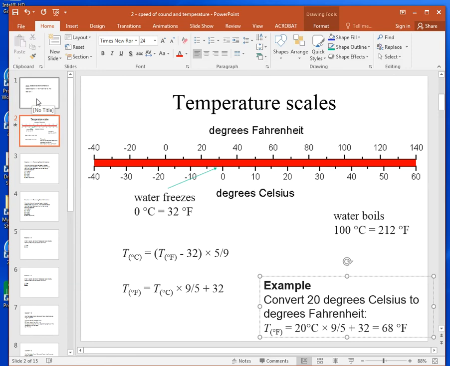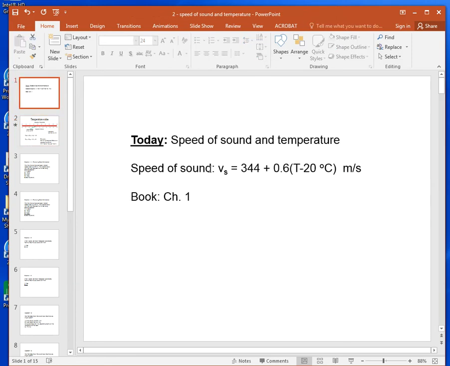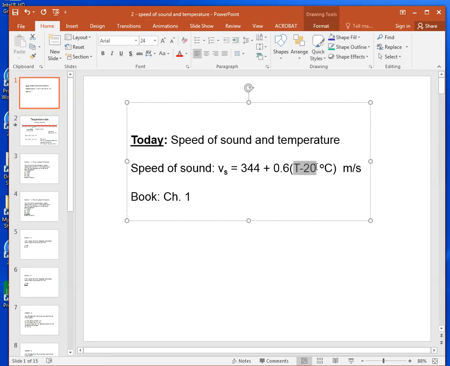And the other thing that I want to draw out here is our formula. It basically says that for every degree that you go, let's say you go to 21 degrees, then 21 minus 20 would be 1. For every degree Celsius that you go above room temperature, you pick up an extra speed of 0.6 meters per second.